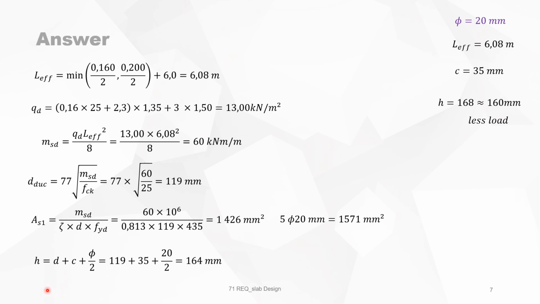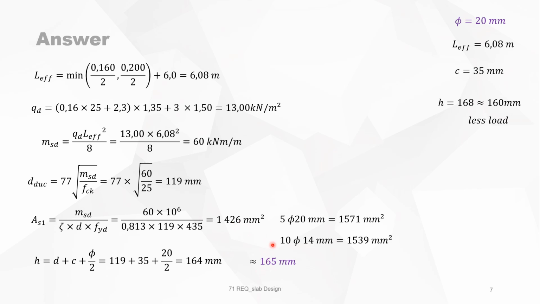And the total depth of the slab is the effective depth plus the concrete cover plus the point of gravity. It's 164. So we started with 160 and we end up with 164. So 165 is okay. So that's one solution. 165 is the total depth of the slab plus the reinforcement of diameters 20 with center to center 200 millimeters. Now the center to center is bigger than the total depth. So in most cases, we will avoid that.